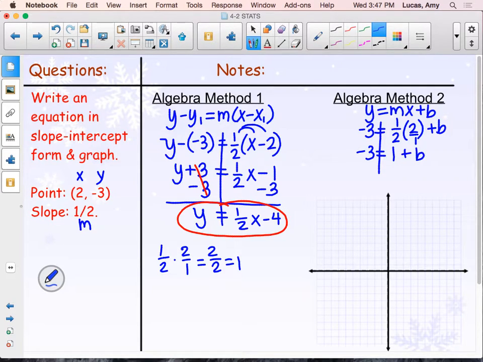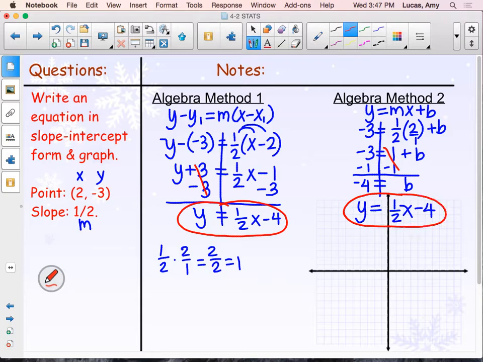So -3 equals 1 plus b. I would subtract that 1 on both sides, cancel it out, and then my intercept is -4. Using this method requires me to then go back and plug in my slope and my intercept to get my equation. So my equation, y equals, the slope was 1/2 and the intercept -4. So I get the same equation either way.